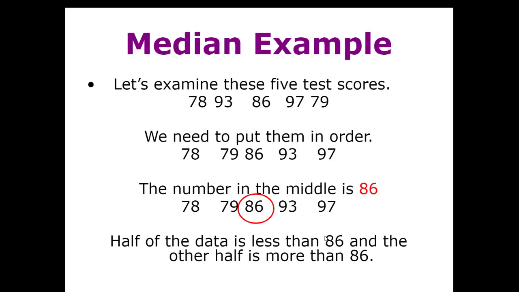So let's look at these 5 test scores. They're in all different order, so we want to make sure we put them in order. Here I have 78, 79, 86, 93, 97, so they're all in order. Just by looking at this, you can tell that the middle number is 86. Half of the data is less than 86, and the other half is more than 86. 86 is the balancing point.